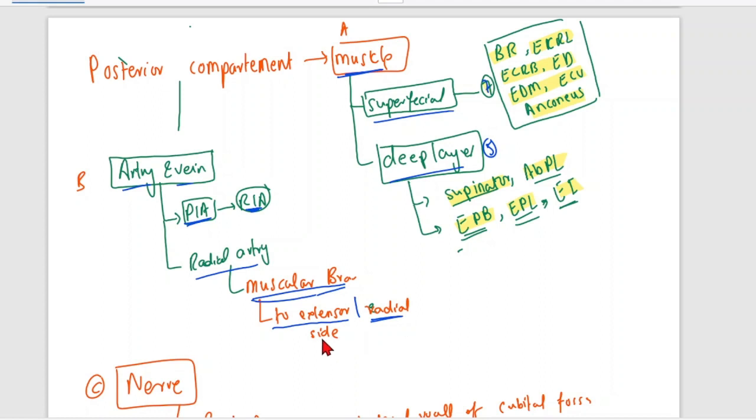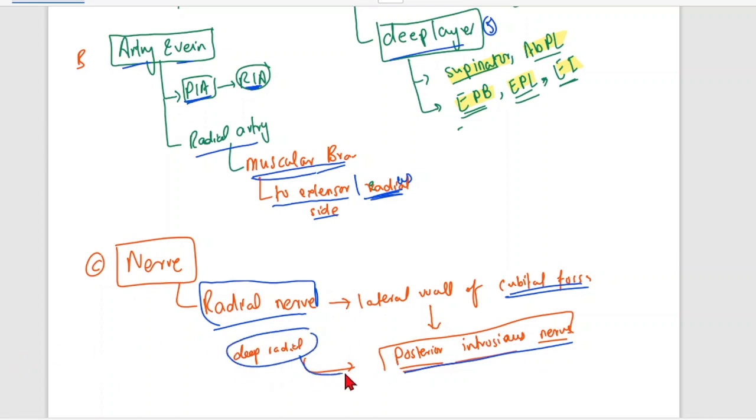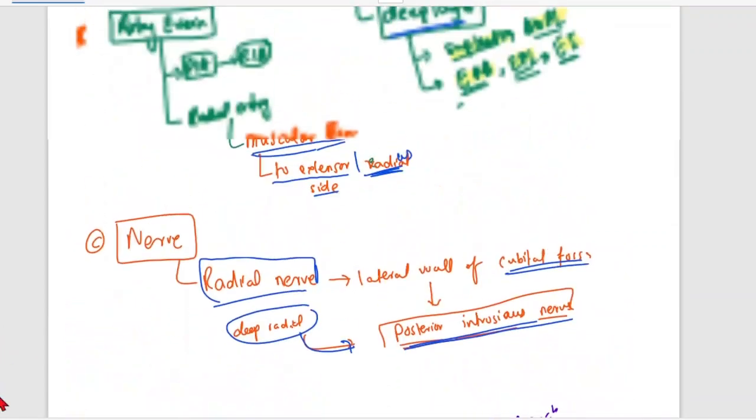That is near to the side of the radius. Okay, that is nearer to the radius. Another is the artery of the posterior compartment. One is the radial nerve, the lateral wall of the cubital fossa. The radial nerve is actually present on the lateral side of the cubital fossa, and it gives the posterior interosseous nerve. The deep branch of the radial nerve goes and forms the posterior interosseous nerve. Now this is about the arm.